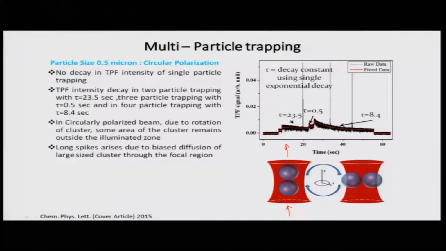Now, the experimental spikes that are often seen in these kinds of trapping experiments are due to the biased diffusion of large size clusters, which are experimental difficulties which happen sometimes, and as they go through the focal region, these kinds of spurious features may come, but these can be minimized as the concentration of the system is reduced.